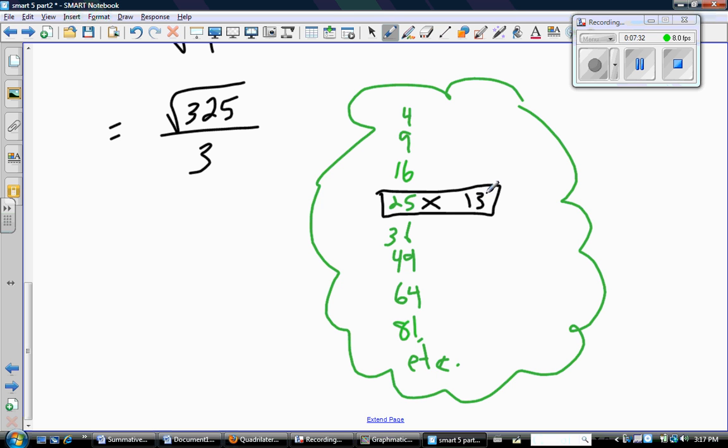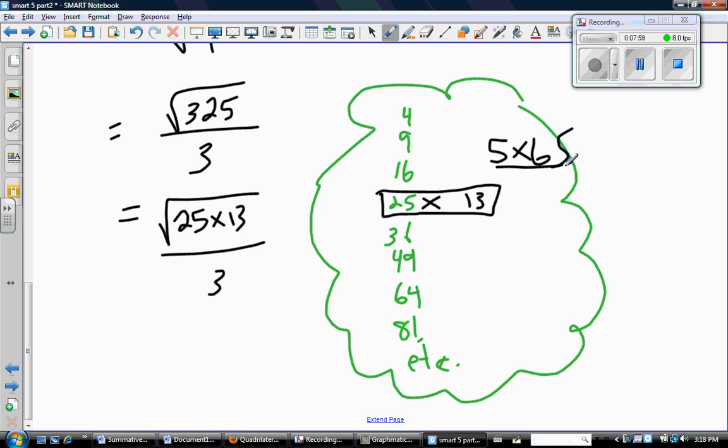So 25 times 13 is 325. And that means I can rewrite this. Instead of 325, I'm going to write 25 times 13. Now, there are a lot of things I could write. I could write that 325 is 5 times, hang on a second, 65. The problem is that's not useful to me right now. I need one of these to be a perfect square to do this process. So yes, 5 times 65 is 325, but I only care about these green numbers when I'm reducing a radical.